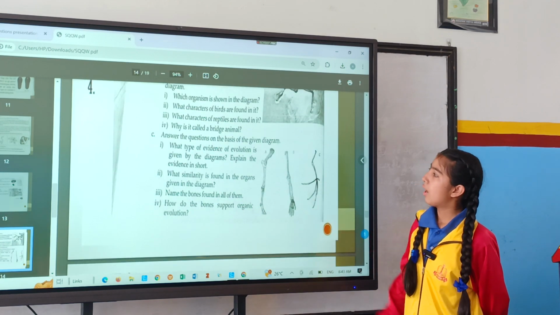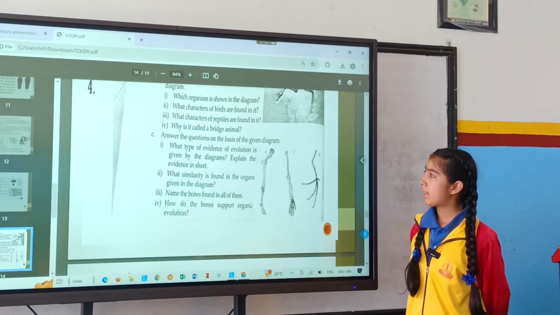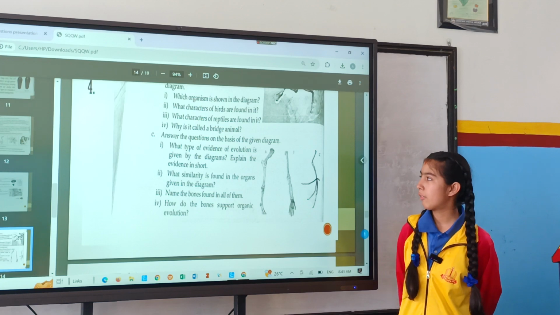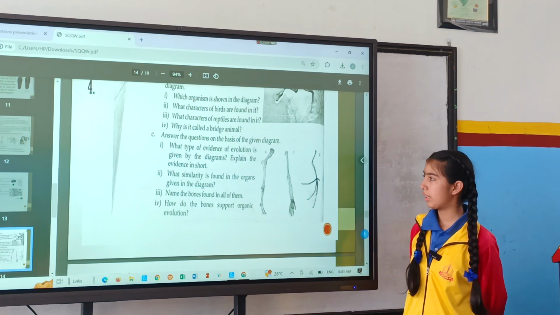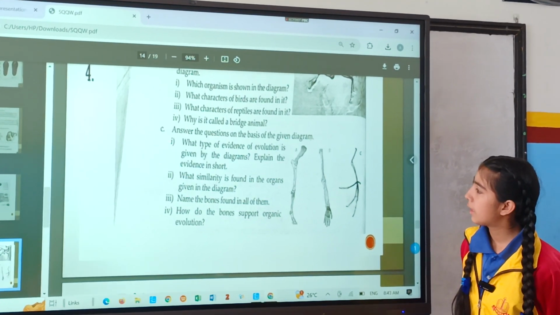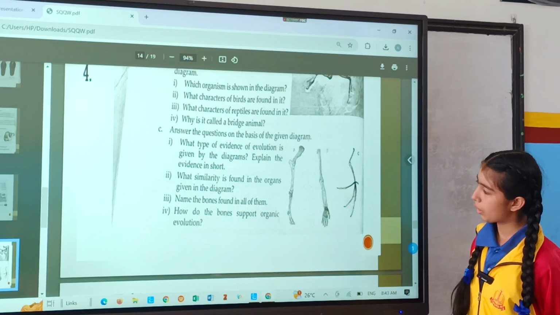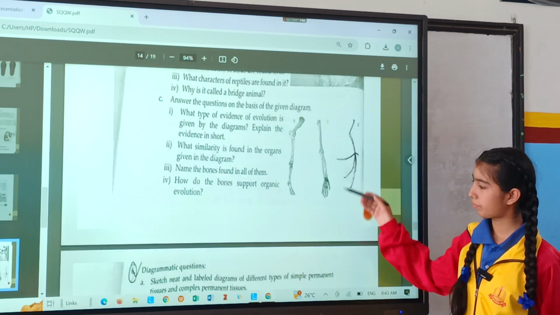Next question is answer the question on the basis of given diagram. What type of evidence of evolution is given by the diagrams? Explain the evidence in short. What similarity is found in the organs given in the diagram? Name the bones found in all of them, and how do the bones support in organic evolution?